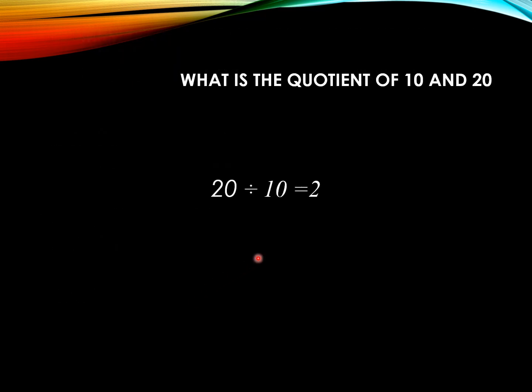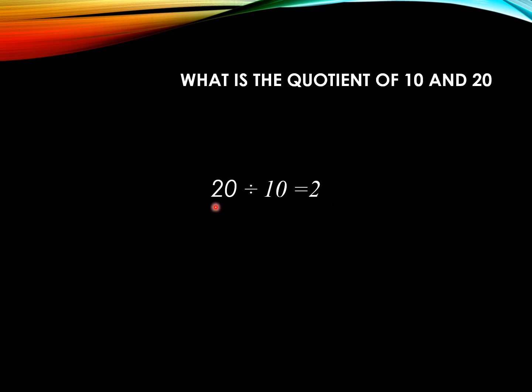Now, the fourth and final one, last but not least, you can see it's a very short question. What is the quotient of 10 and 20? As I said to you before, to get the quotient, you divide. And they don't tell you how to divide it. You usually divide the larger number by the smaller number. Whatever answer you get will be the quotient. So when you say quotient, you know you divide, and the answer that you get will be the quotient.